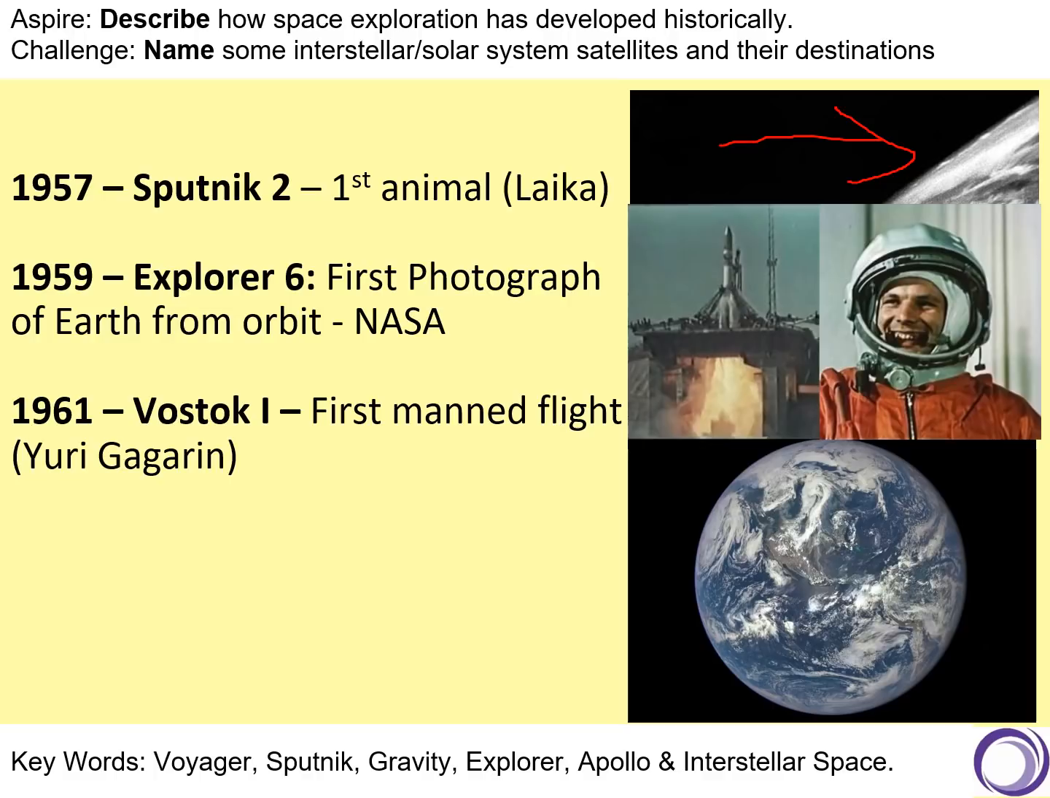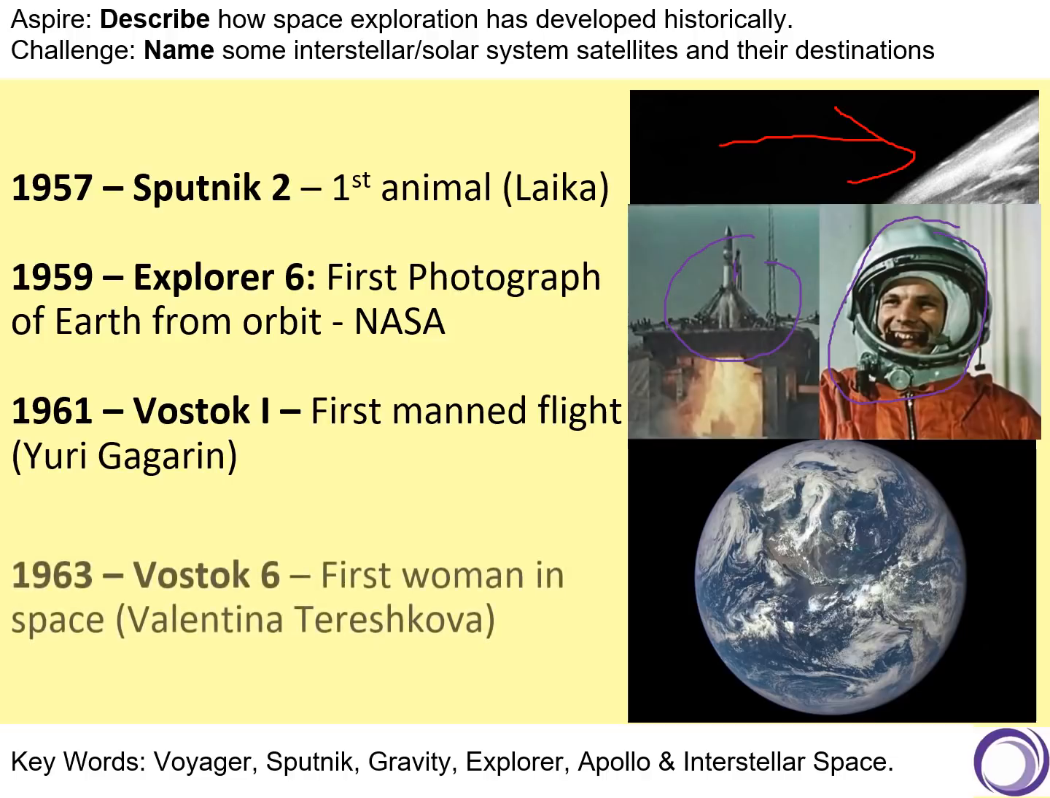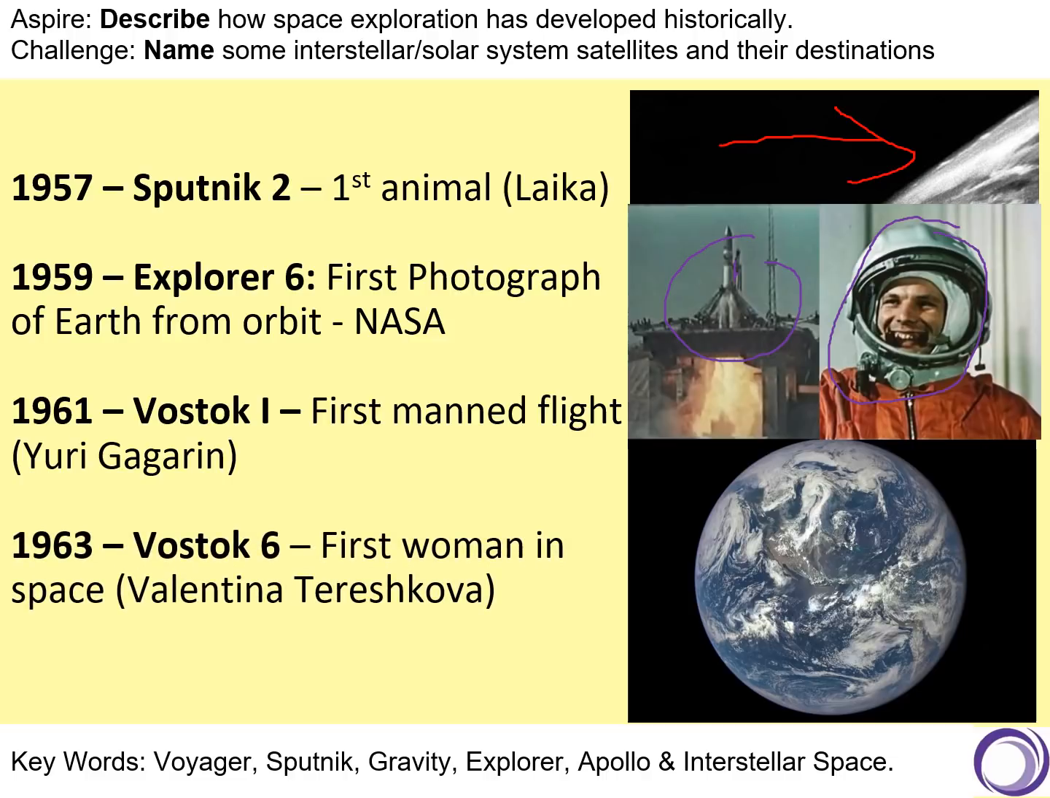By 1961, this young chap here, his name being Yuri Gagarin, travelled in Vostok 1, and that was the first manned flight. So he was the first person in space, and there was his rocket with the shuttle. It didn't take long, but between 1961 and 1963, there were 6 Vostoks, and the 6th Vostok took the first woman into space, Valentina Tereshkova. So that was the first woman.